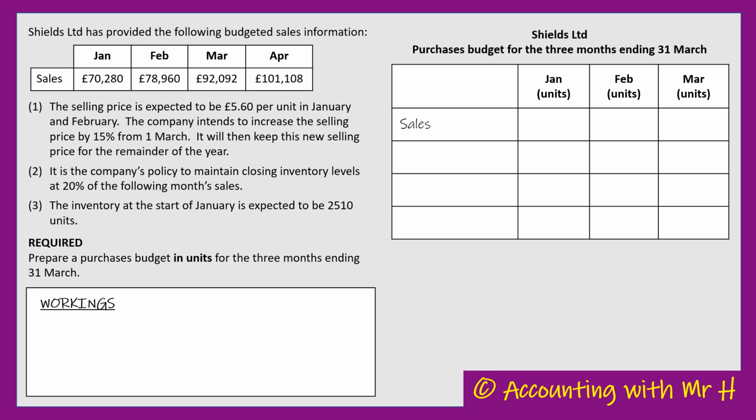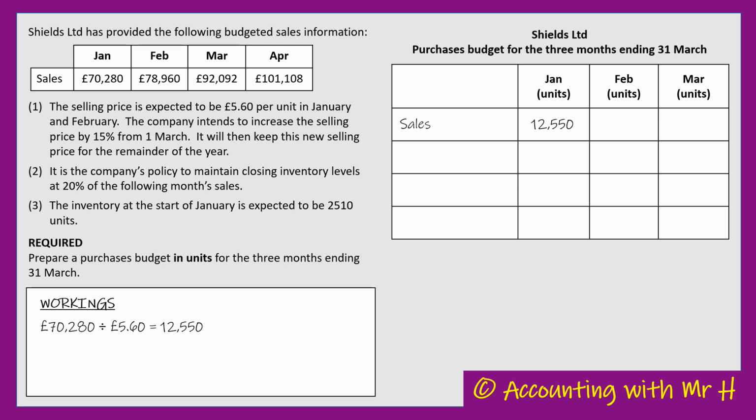So if I look at January, the forecast sales for January are £70,280. And point one told us that the selling price is expected to be £5.60 per unit in January. So if I divide then 70,280 by the £5.60, that tells me that their budgeted sales for January in units is 12,550 units. And there it is, I'm putting that in my budget.